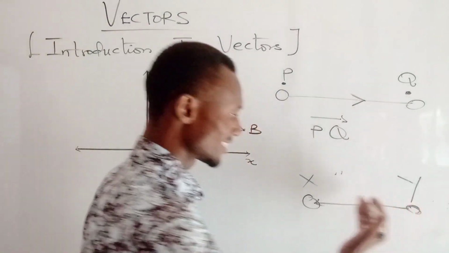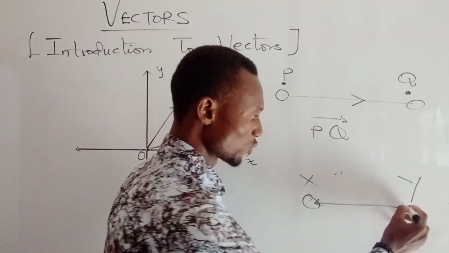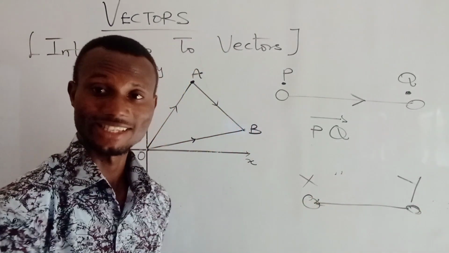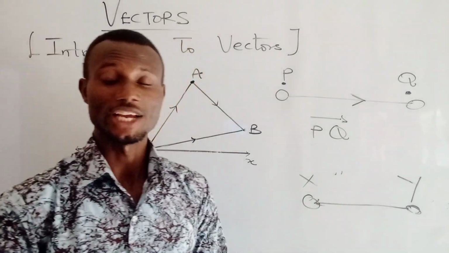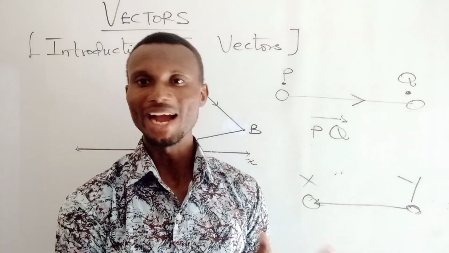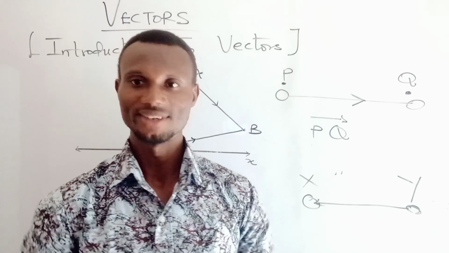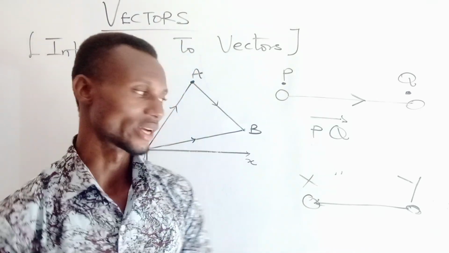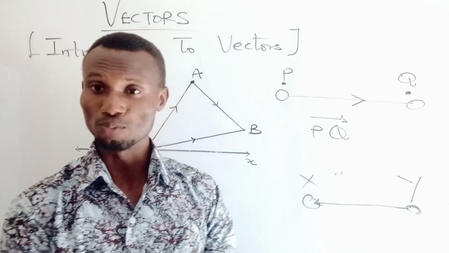The distance that is covered from point Y to point S, the distance between them, is what is referred to as the magnitude of the vector or the length of the vector. And which direction was it pulled in?